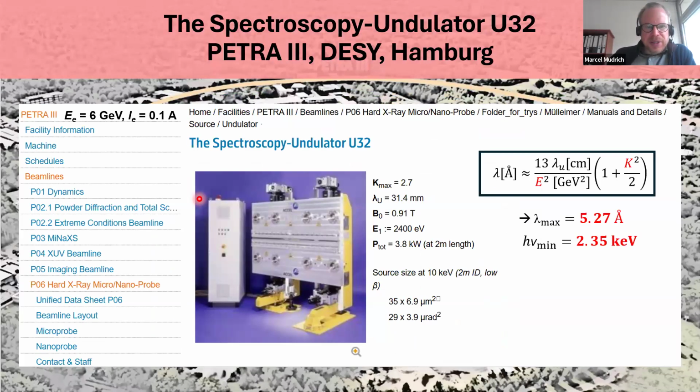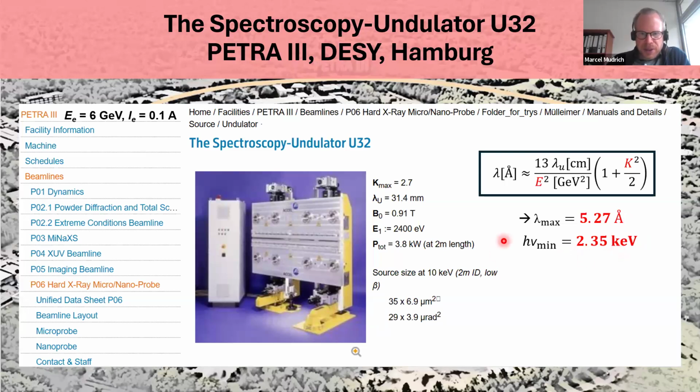Then last time we also had a look at one example undulator. This is undulator 32 of Petra 3. That's a very large storage ring at DESY in Hamburg. And we actually, using what is called the undulator equation, calculated the maximum wavelength, minimum photon energy. This is like angstrom range and kilo electron volt energies.